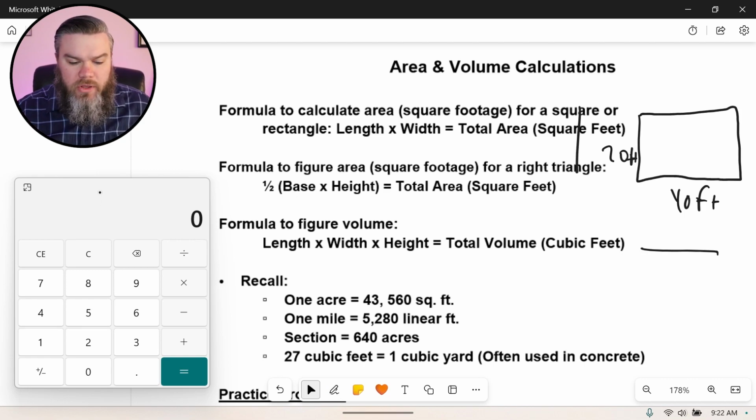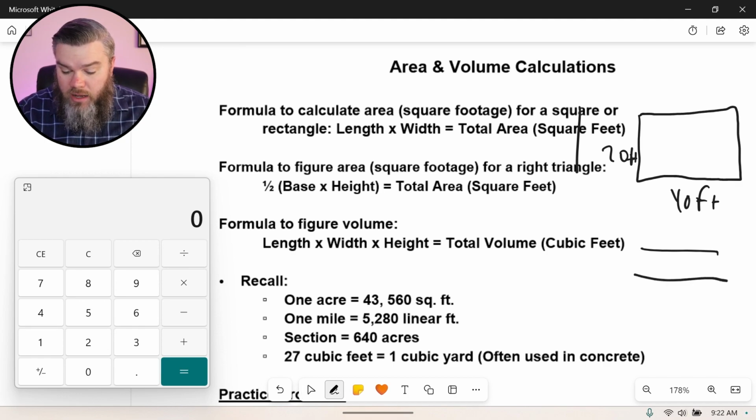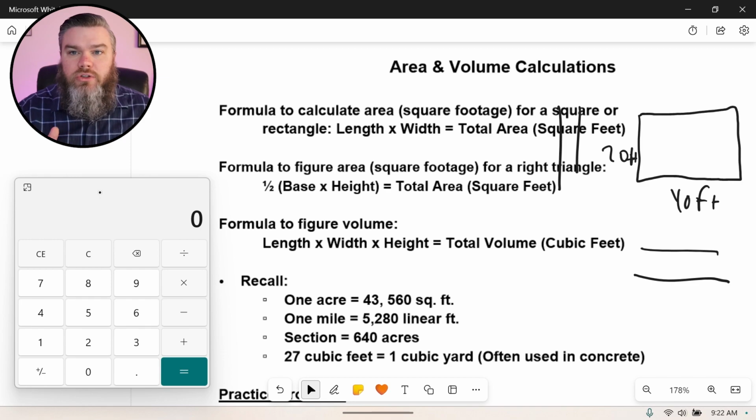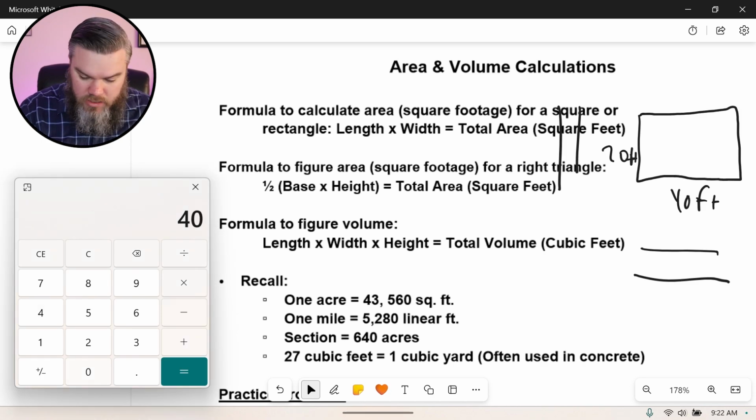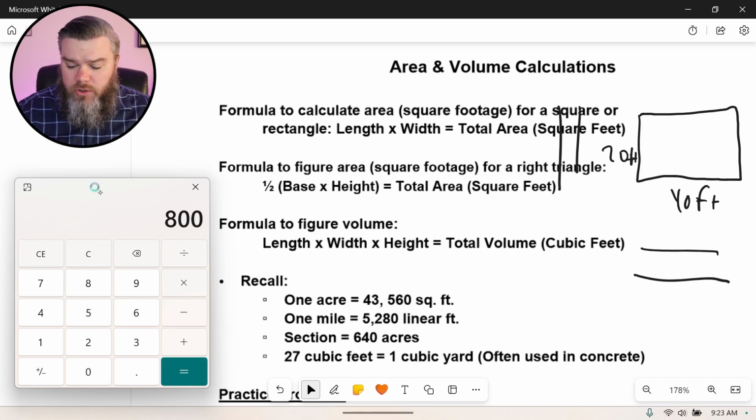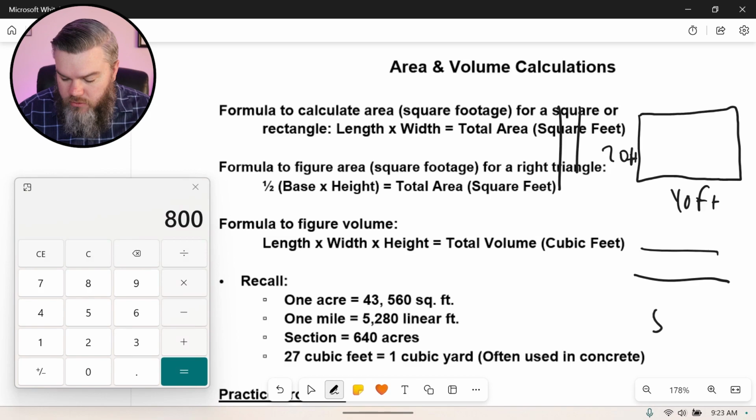Now, folks, don't get so caught up on the words length and width. If we're dealing with a lot, you could say something like front foot and depth. You could say, this side times that side. As long as you know that you're multiplying one side times the other side, you're good. For a rectangle, for a square, both. So if we were to say 40 times 20, it gives us 800. And so we would say that this is 800 square feet.